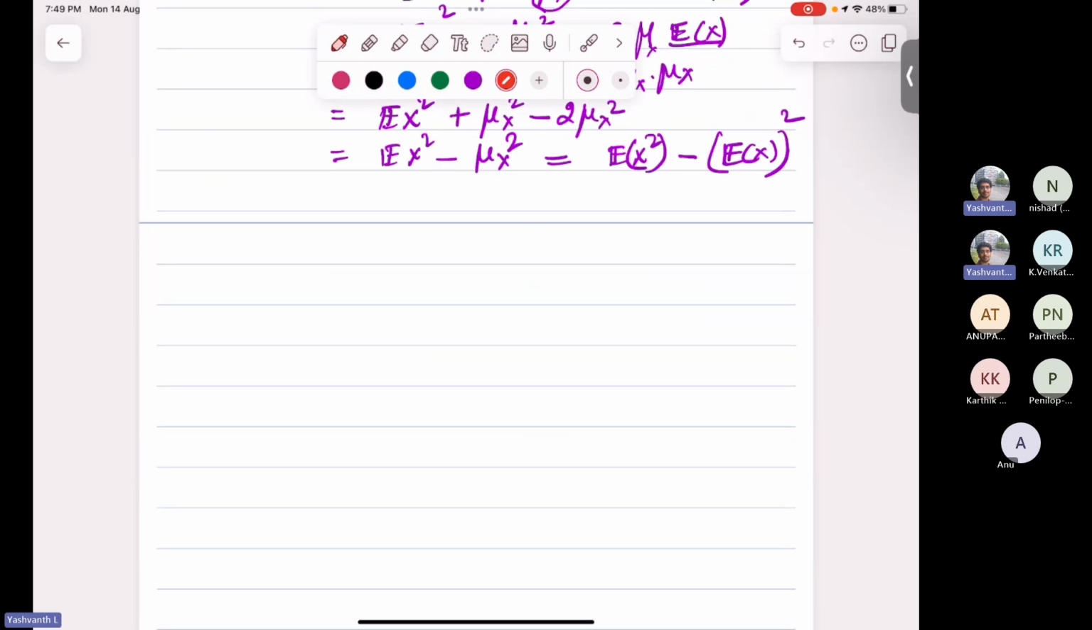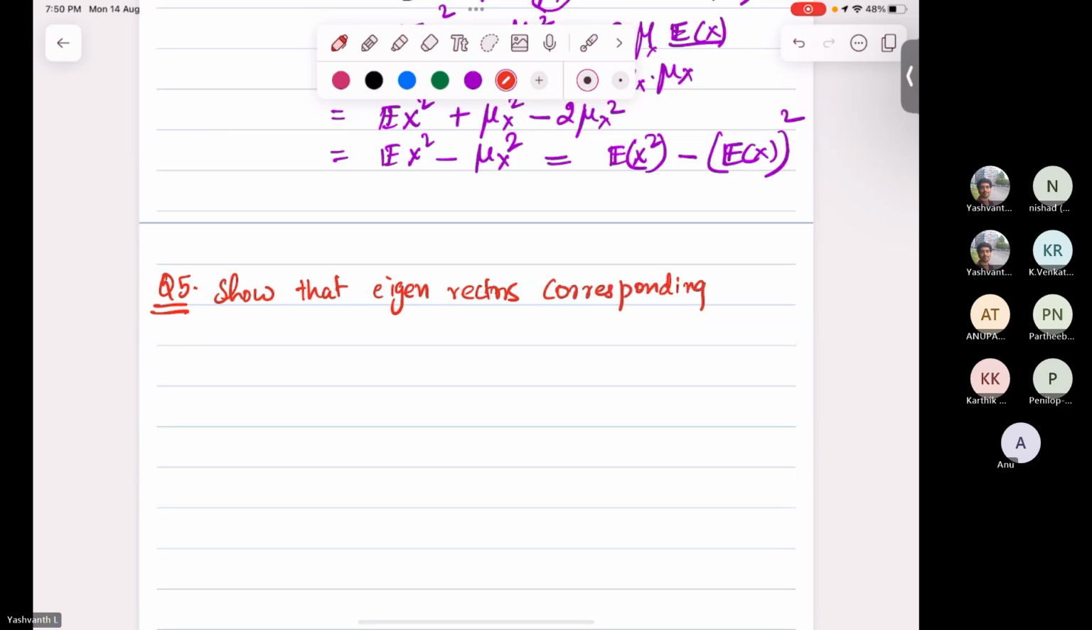Okay, so the next question is question 5. Let lambda and x... Maybe I will say, show that eigenvectors corresponding to eigenvalue lambda of matrix A is not unique.